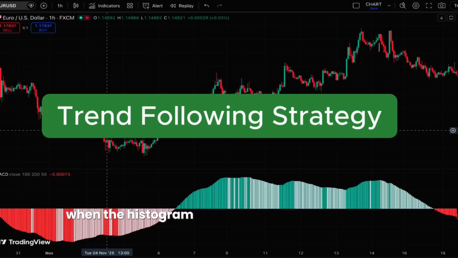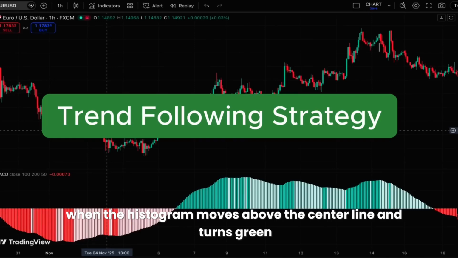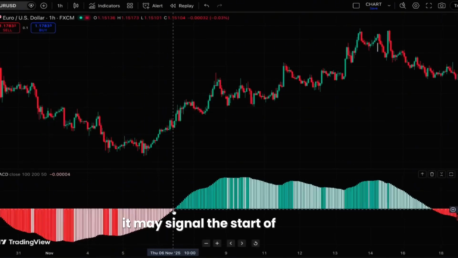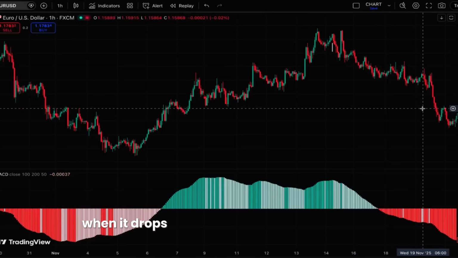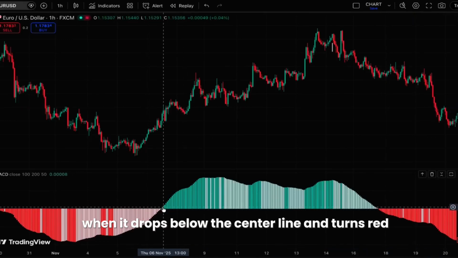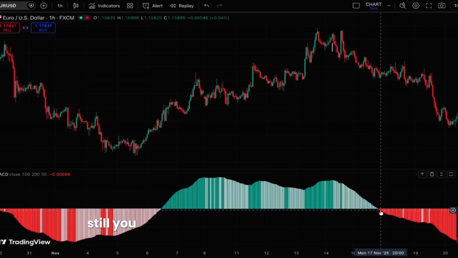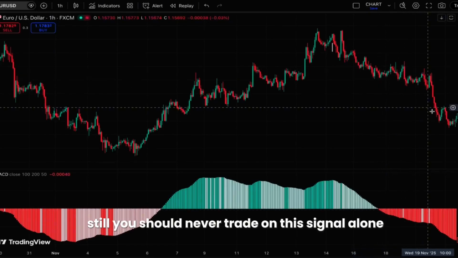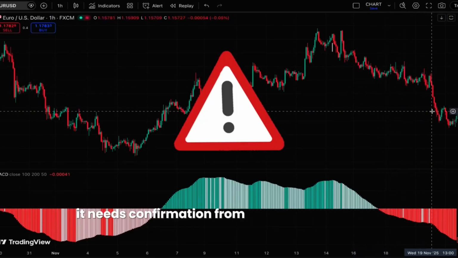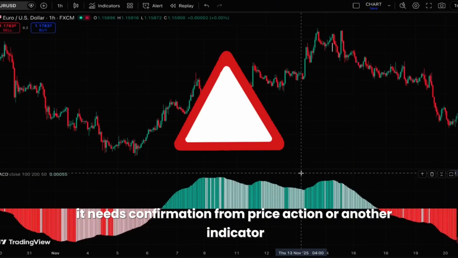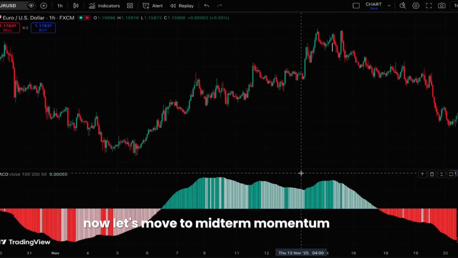When the histogram moves above the center line and turns green, it may signal the start of an uptrend. When it drops below the center line and turns red, it may signal the start of a downtrend. Still, you should never trade on this signal alone. It needs confirmation from price action or another indicator. Now let's move to mid-term momentum changes.